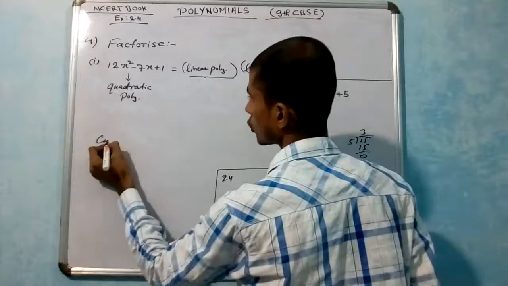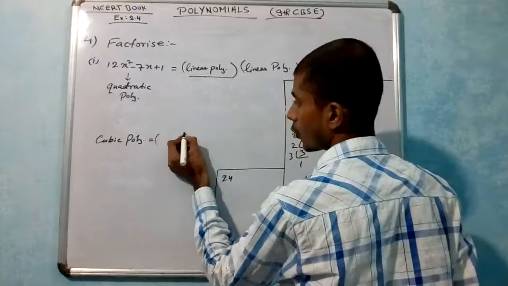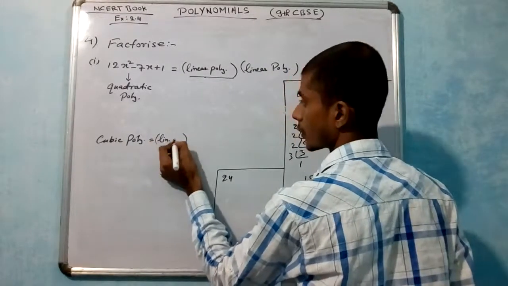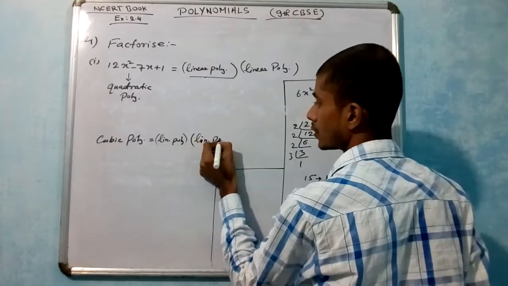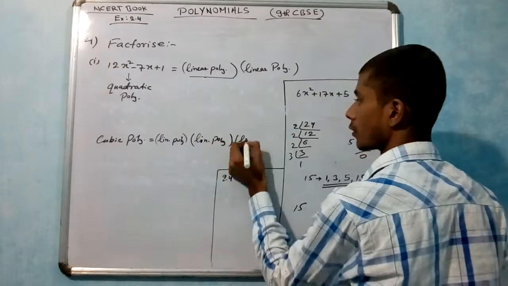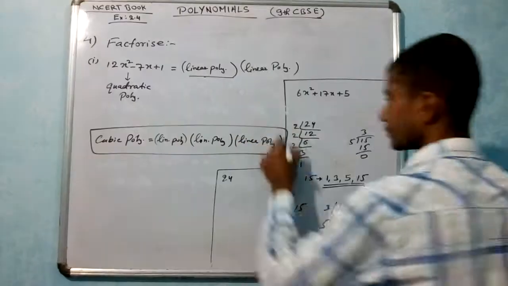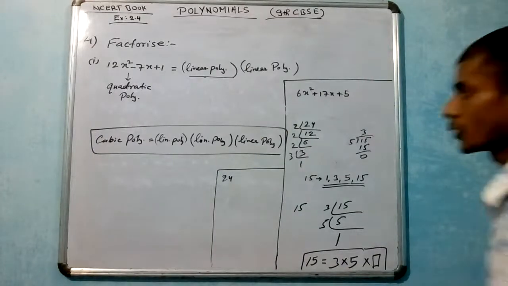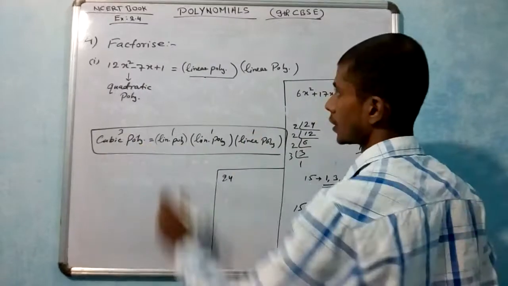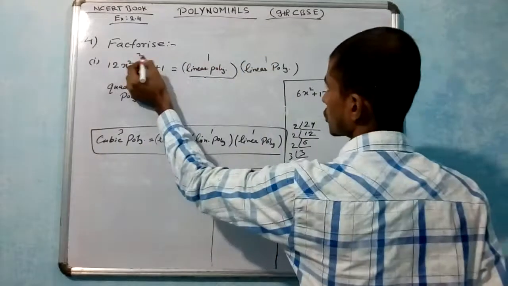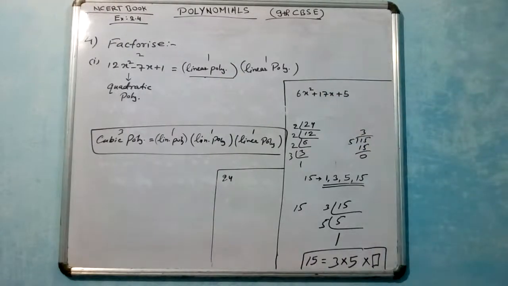If a cubic polynomial is there, then we will get one linear polynomial into another linear polynomial into one more linear polynomial. Got this concept? Degree 1, degree 1, degree 1 and degree 3. So 1 plus 1 plus 1, 3 is equal to 3. Degree 1, degree 1, degree 2. So 1 plus 1, 2 is equal to 2. Fine?